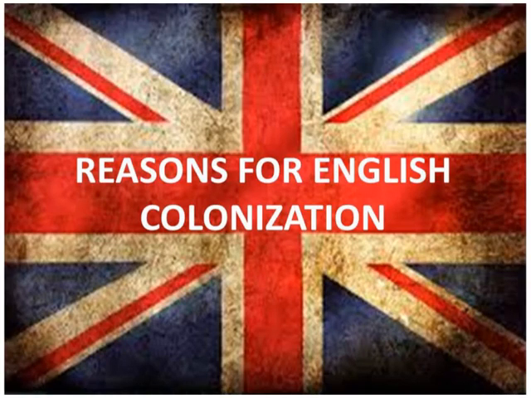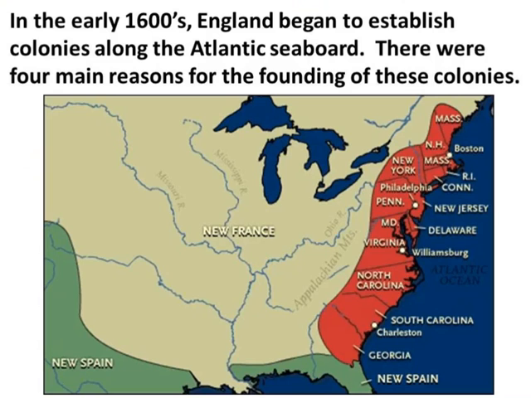Today, we're going to look at reasons for English colonization. In the early 1600s, England began to establish colonies along the Atlantic seaboard. There were four main reasons for the founding of these colonies.